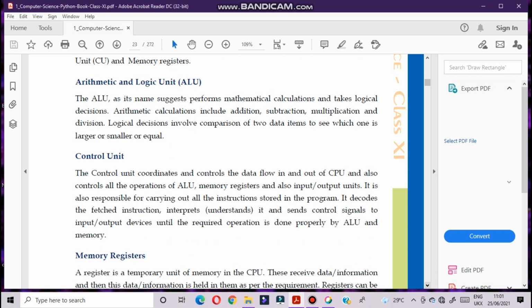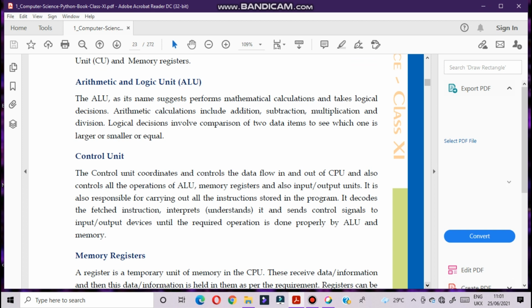Now the arithmetic part will do what? Addition, subtraction, multiplication and division. And the logical part will do what? It will compare two data items to see which one is larger or smaller or equal.